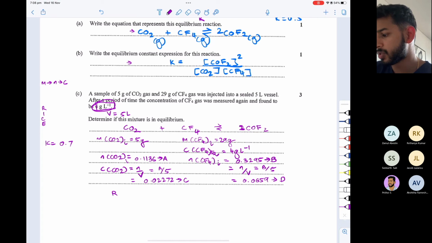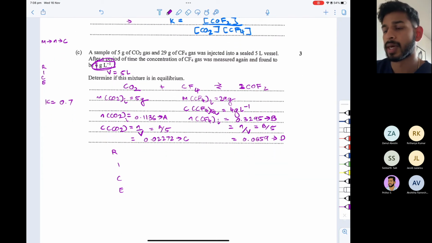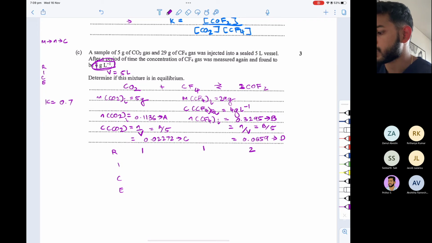So now we're ready to do a RICE table. Now, after a while, you get to the point where you don't need to put an R, but we're not there yet. I want us to get very confident with our RICE tables before we exclude the R. I think it's good practice to always have R for that matter. So I'm just going to write it here. 1, 1, and 2. Okay?